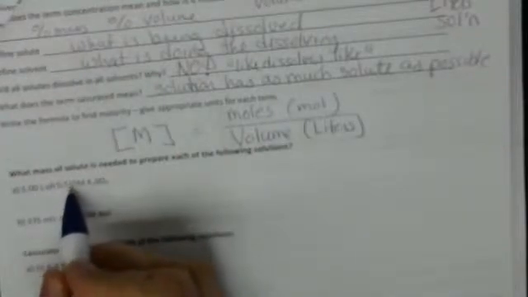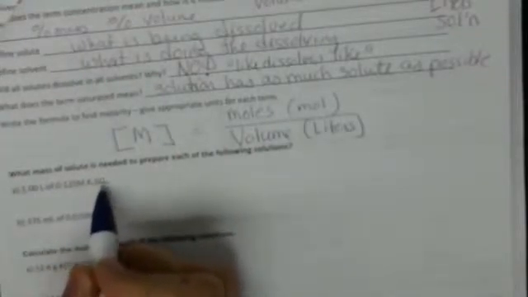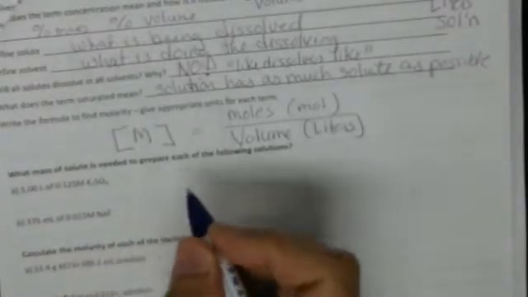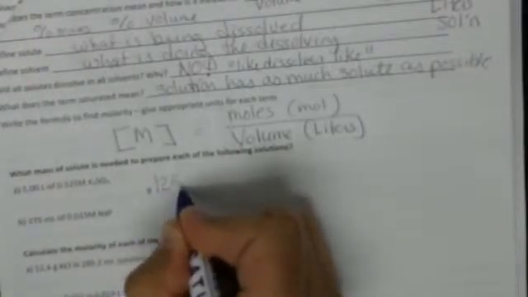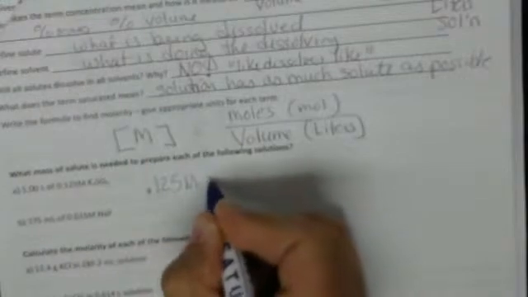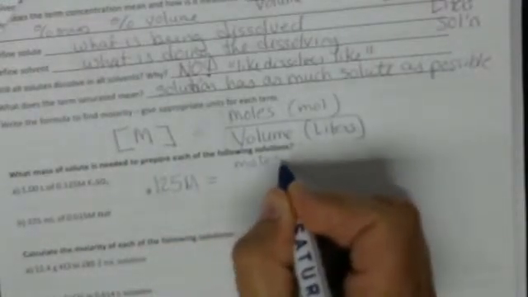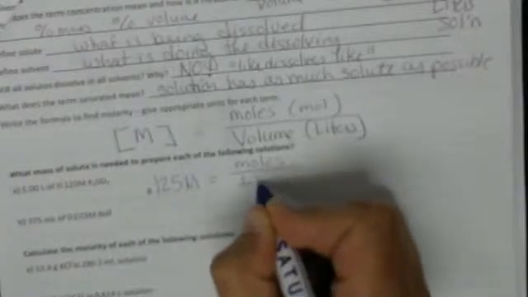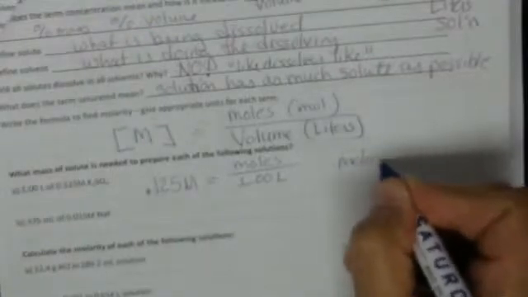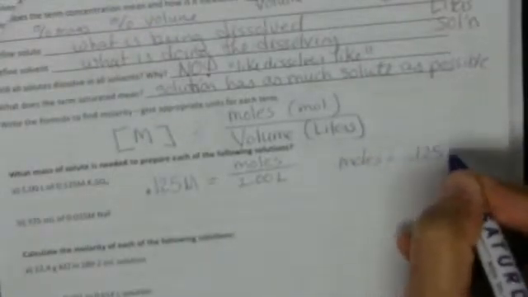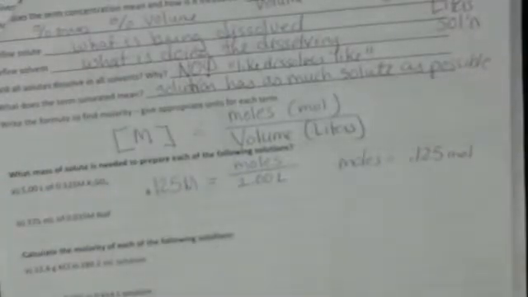What is the mass of solute needed to prepare each of the following solutions? So I need 1 liter of 0.125 M potassium sulfate, K2SO4. The only thing I need is this formula. I need 0.125 M. That's my molarity. How many moles to make a volume of 1 liter? So I'm going to need 0.125 moles because I'm just multiplying 1 by both sides.